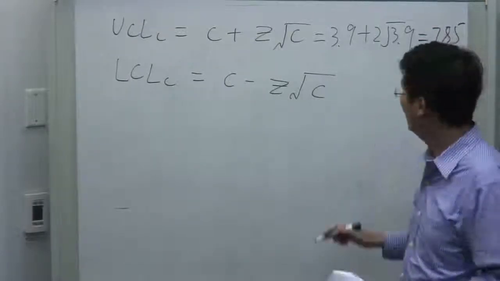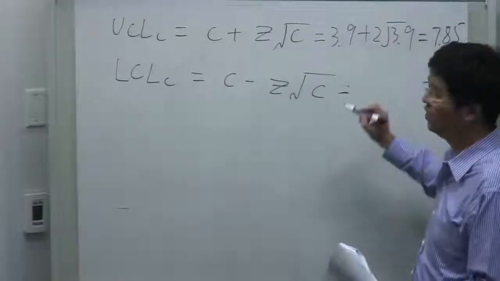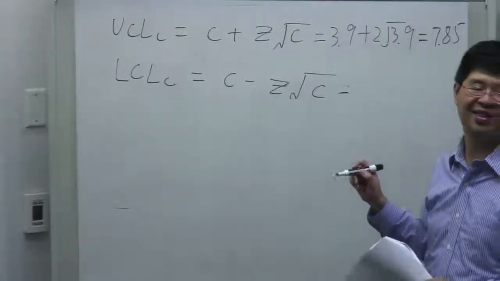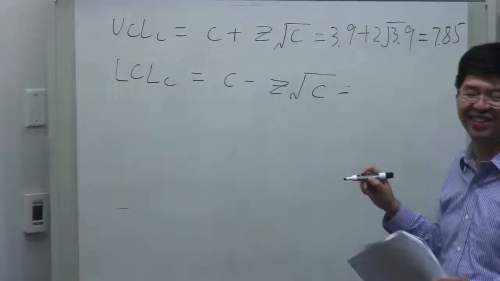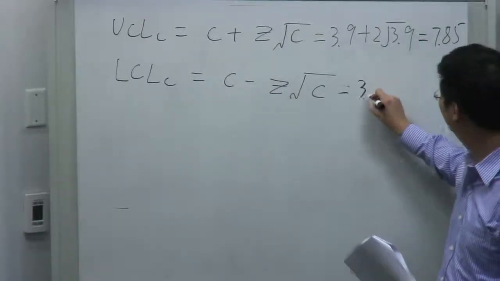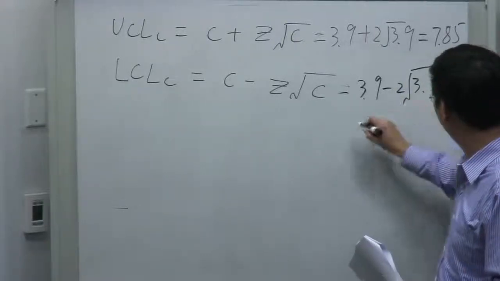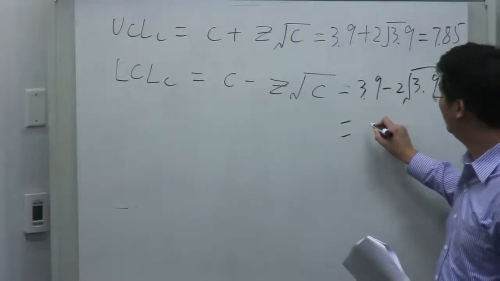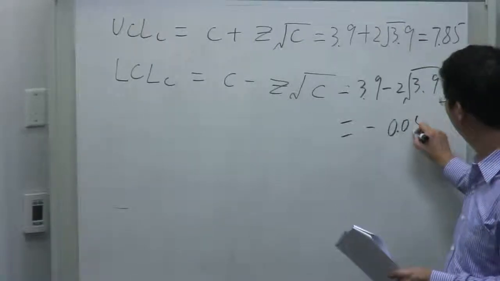Agree? Okay. What about the lower control limit? Any volunteer? Same thing. Not exactly the same, but with the minus. Exact same thing with minus. And what's the final result? Negative 0.05.